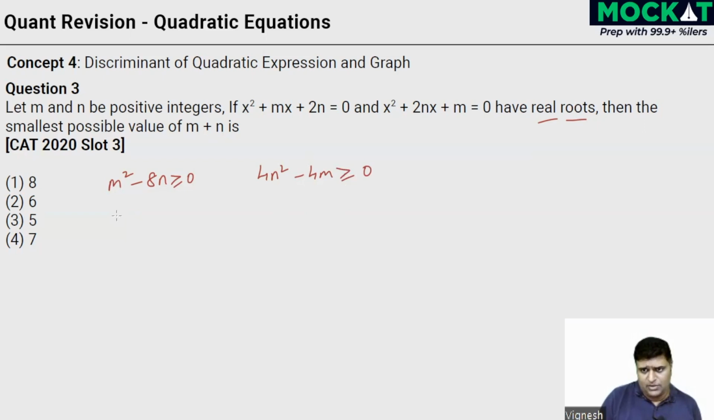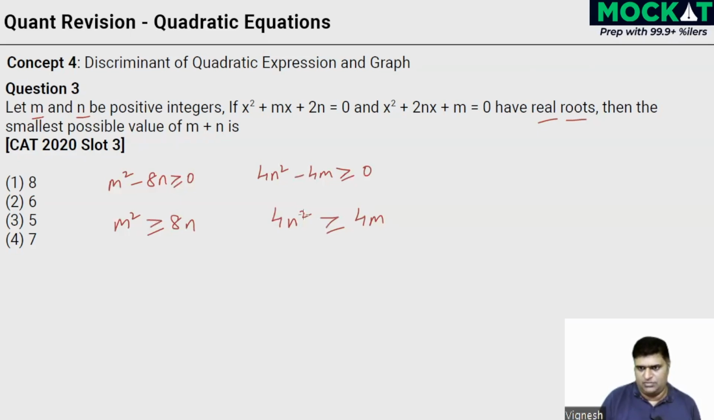And what do we get over here? m square is going to be greater than or equal to 8n, and 4n square is going to be greater than or equal to 4m, right? Now m and n have to be positive integers over here, and for m plus n, we have to find the smallest possible value. What are the smallest possible values for any one of them?